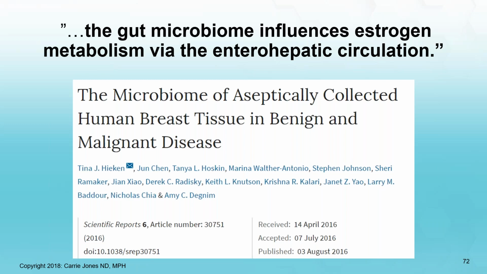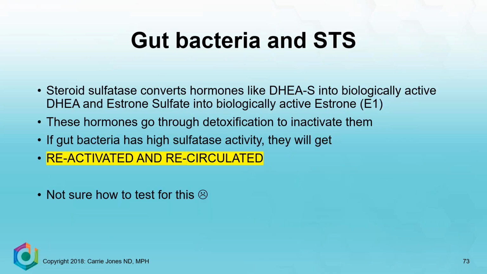So in this article, the microbiome of aseptically collected human breast tissue in benign and malignant disease, the authors concluded the gut microbiome influences estrogen metabolism via the enterohepatic recirculation, of course, through beta-glucuronidase as the enzyme at large. Now, what's not commonly tested in stool testing, though, because you can test beta-glucuronidase in functional stool testing companies, but there's other things like steroid sulfatase.